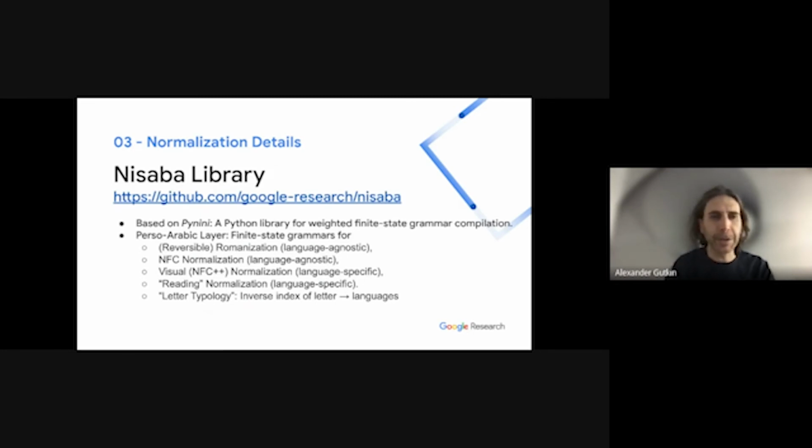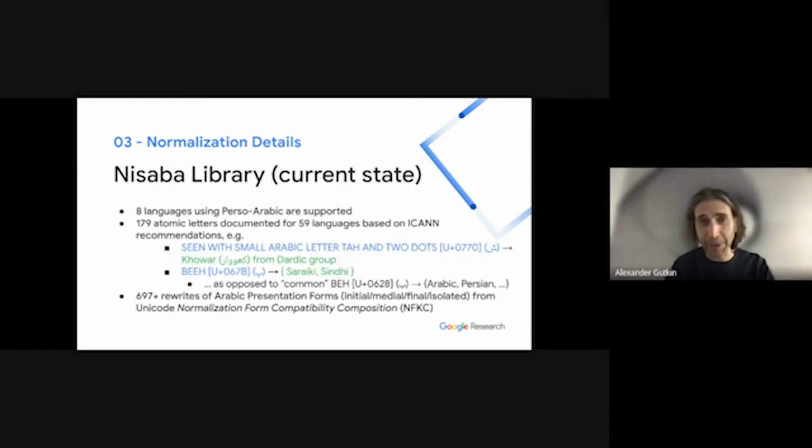All of this is implemented in software in the Isaba library, which is based on Pynini. It's a Python library for finite state grammar compilation. And we have quite a few features in there, which in addition to normalization include romanization and transliteration, language agnostic, and an initial stab at letter typology, which is the inverse index of letters pointing to languages. As an example, we currently support 8 languages. The inventory of languages is growing.